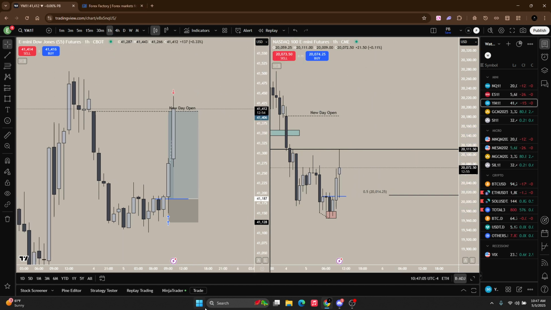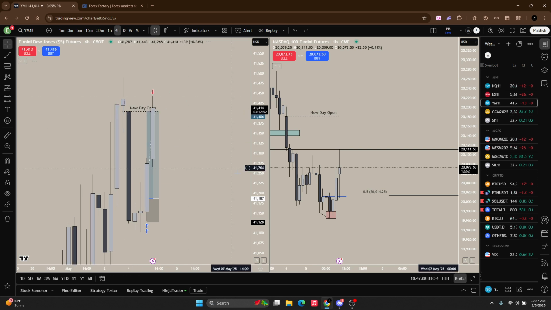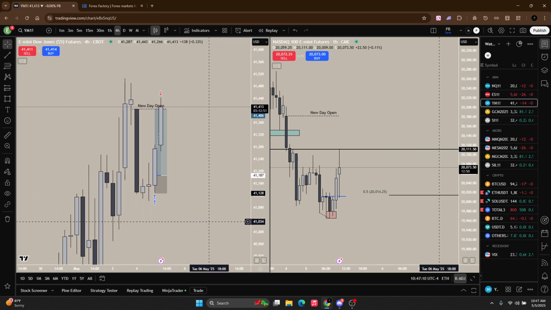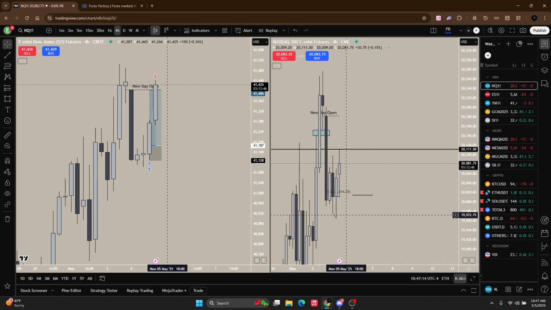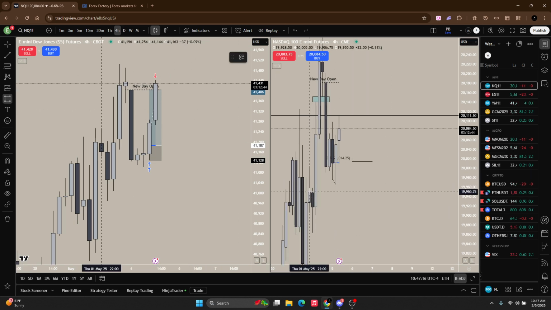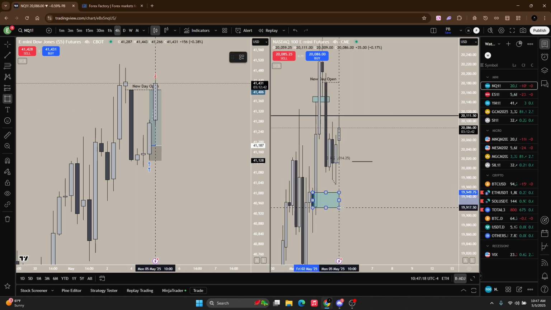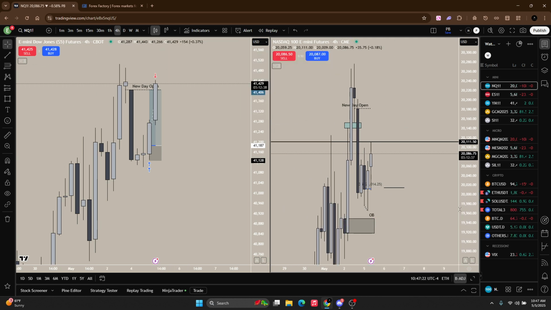Now I kind of want to get into something. Well, not a lot of you guys, but I saw some people in general chat talking about how they wanted to see this 4-hour order block get tapped on NQ, which by all means that could definitely happen. But I want to get into why I didn't expect that to happen.